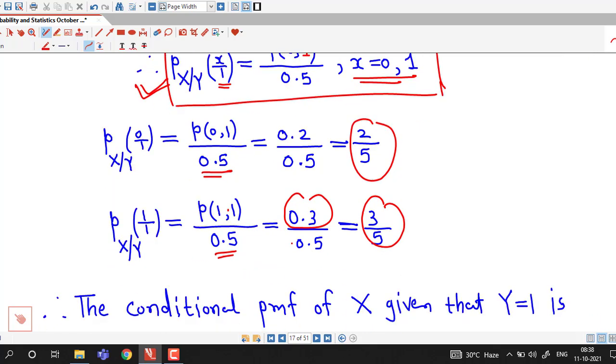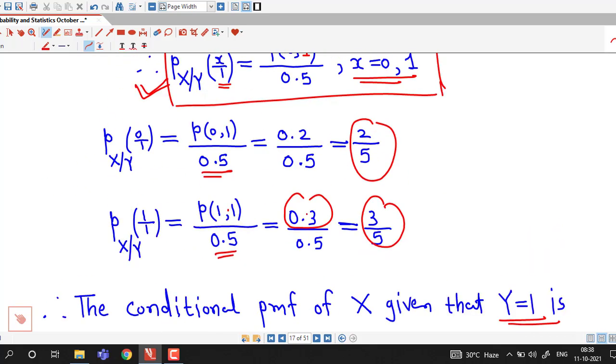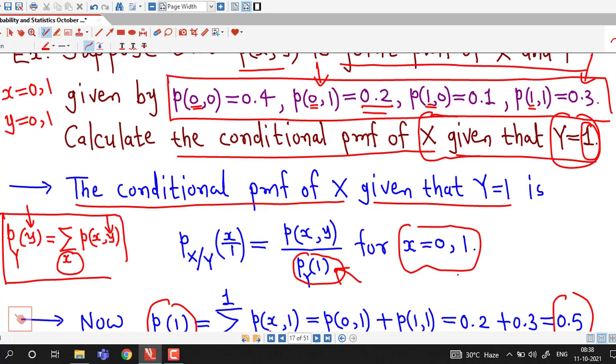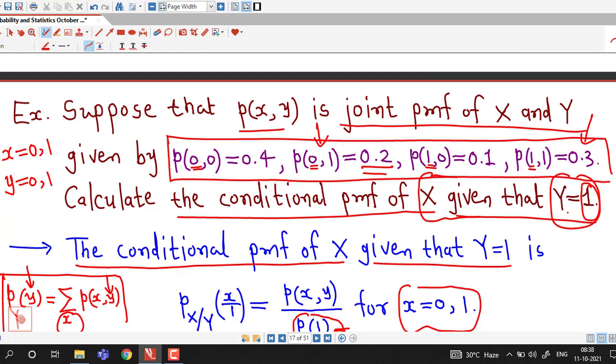So the conditional probability mass function of X given that Y equal to 1 is p of x given 1 equal to 2 by 5 for x equal to 0, 3 by 5 for x equal to 1, and 0 otherwise. In this way we can find the conditional probability mass function of one random variable given that another random variable takes some value.